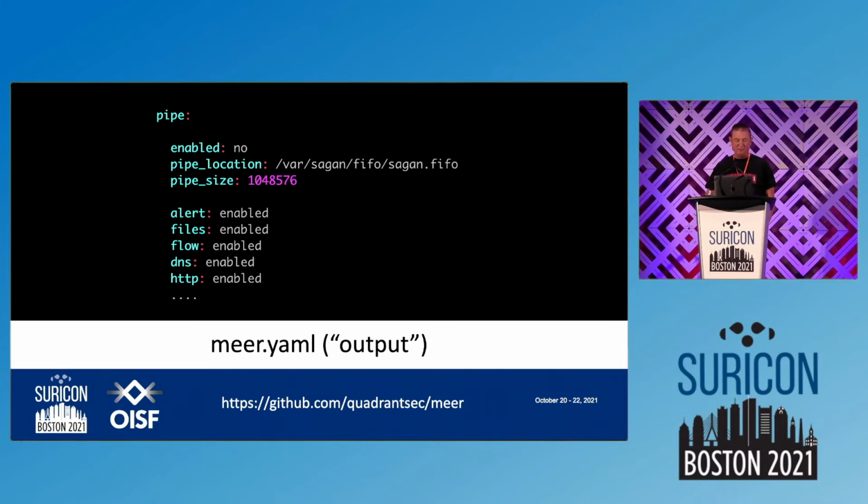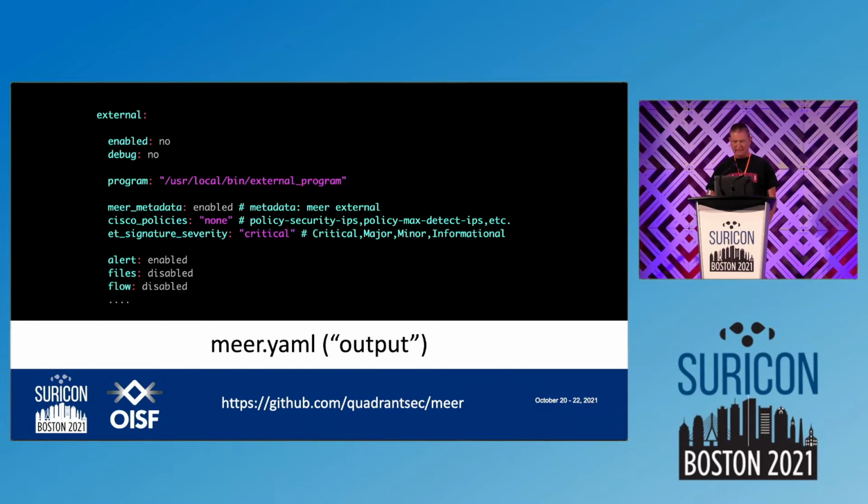But as you can see here, you route it. Again, keep it simple, stupid. You enable it. You give it the pipe location. You give it the pipe size. The pipe size is typically fairly small in Linux when you first start it up. So you give it plenty of kernel space to write data to, and then you have the other side read it. And it's really fast.